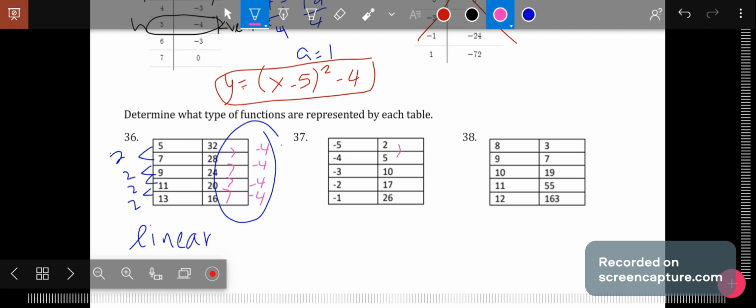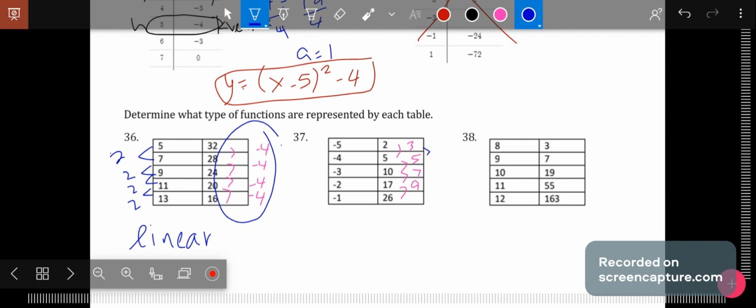Let's look at 37. 5 minus 2 is 3. 10 minus 5 is 5. 17 minus 10, 7. 26 minus 17 is 9. I can tell right away that this is not linear. I've subtracted one time, and none of the values have been the same. So we're going to subtract again.